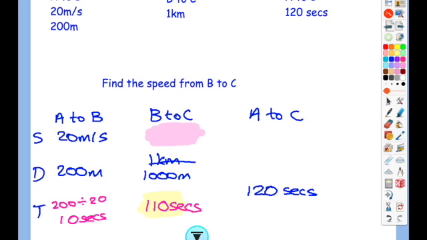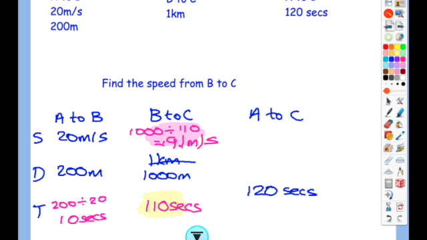To work out speed, again, I do my distance divided by my time. So to find my speed, I'm going to do 1,000 divided by my 110. So we'll go 1,000 divided by 110. And that will give me 9.1 meters per second.